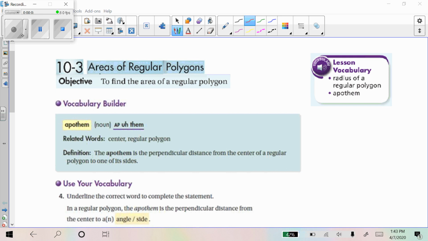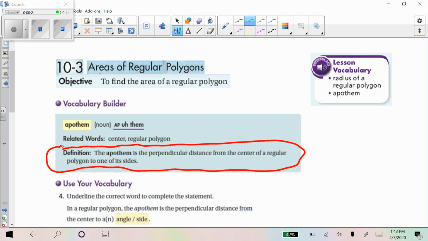This is Mr. Hermanson creating another video for you, in this case to help you learn how to find the areas of regular polygons. An important new word you're going to need to understand in order to do this is that the perpendicular distance from the center of a regular polygon to its side is called the apothem.